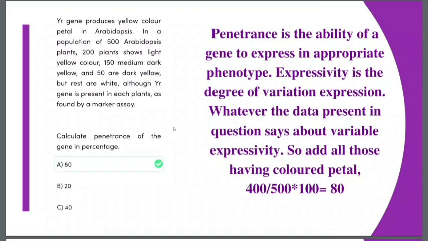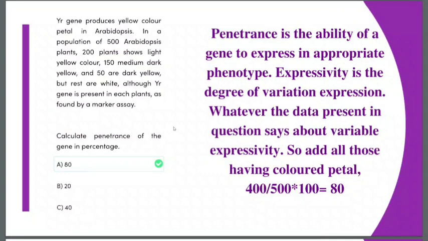Question number 66. A gene produces yellow color petal in Arabidopsis. In a population of 500 Arabidopsis plants, 200 plants show light yellow color, 150 medium dark yellow and 50 dark yellow. So that means colored are 400, but the rest are white, although the YR gene is present in each plant as found by a marker assay. Calculate penetrance of the gene in percentage.